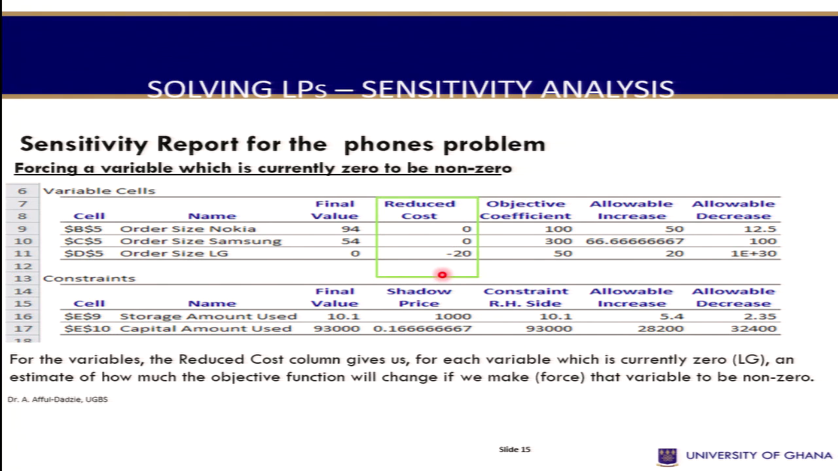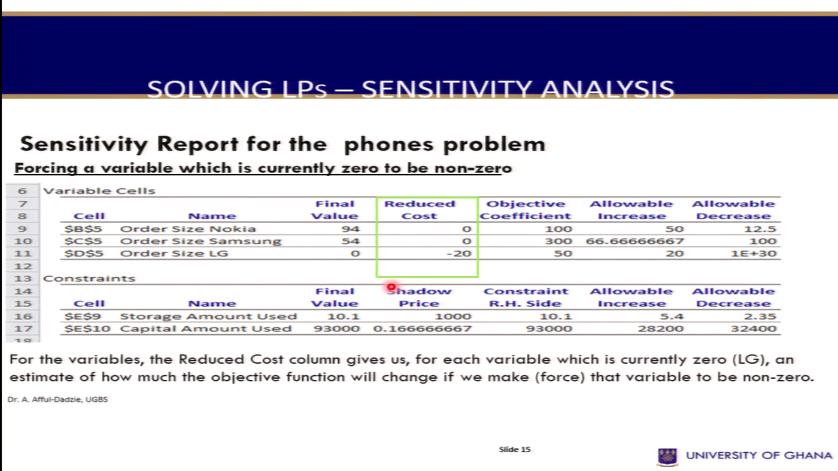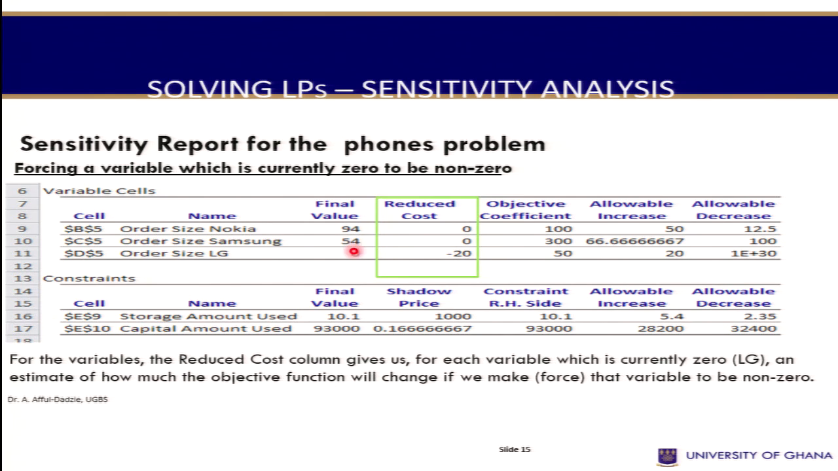Therefore, the reduced cost is more like an opportunity cost for the variable. If you are doing a maximization problem, the reduced cost is either zero or negative. If it's a minimization problem, reduced cost is either zero or positive. We expect that for something to be profitable, the reduced cost would be zero. Therefore, what can we do to LG so that we have a positive value where the zero is, and then we would have a zero reduced cost?